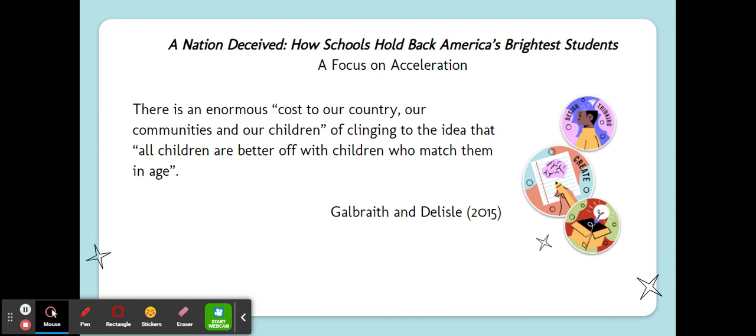Galbraith and Delisle also point out studies published over the past decades in the United States, notably A Nation Deceived: How Schools Hold Back America's Brightest Students, focusing especially on infrequent use of acceleration in America's schools. Galbraith and Delisle emphasize the enormous cost to our country, our communities, and our children of clinging to the idea that all children are better off with children who match them in age.